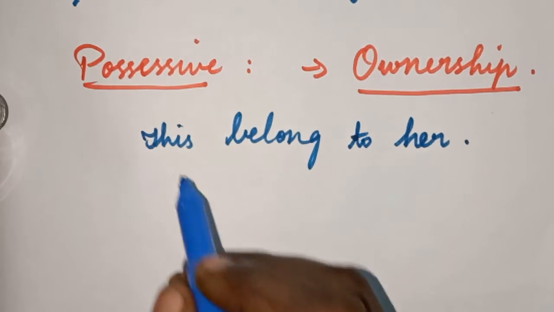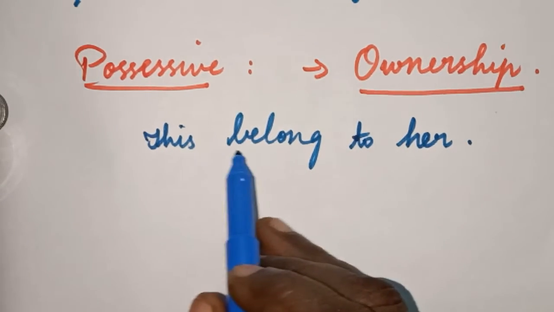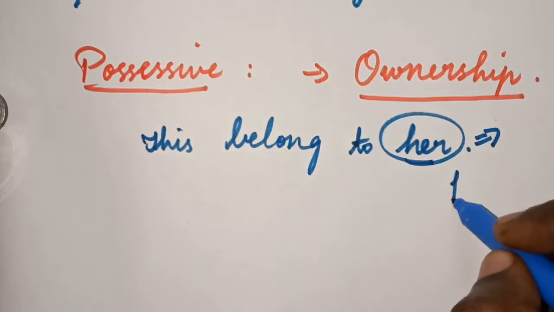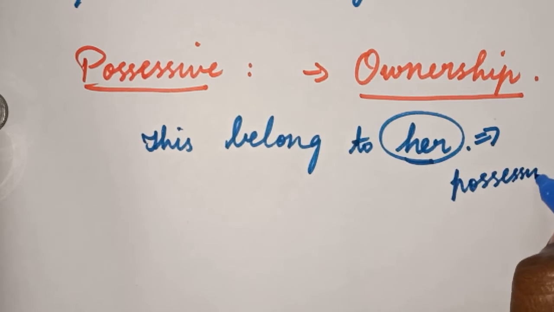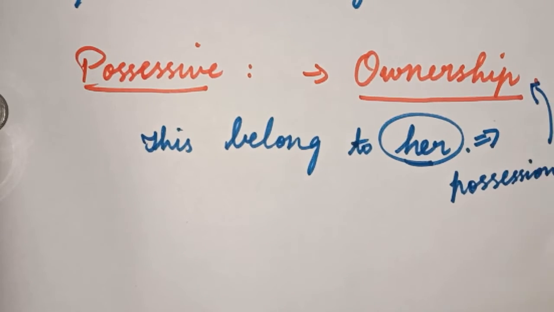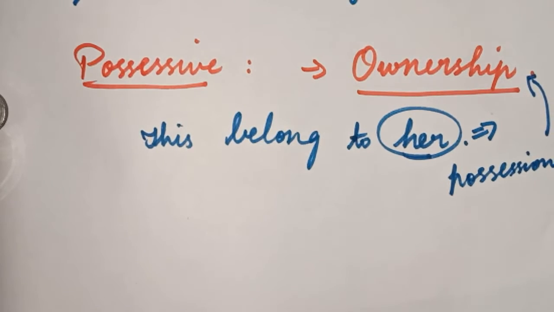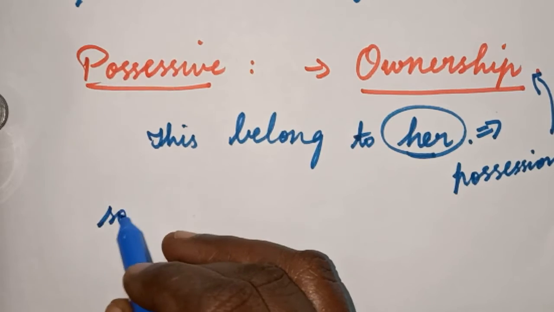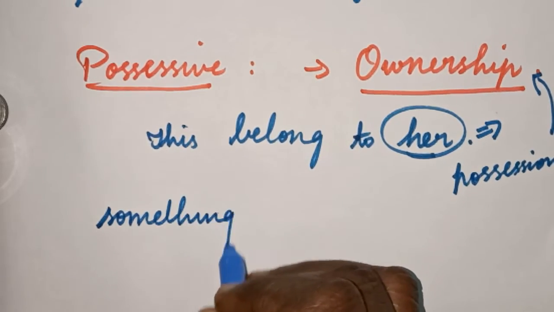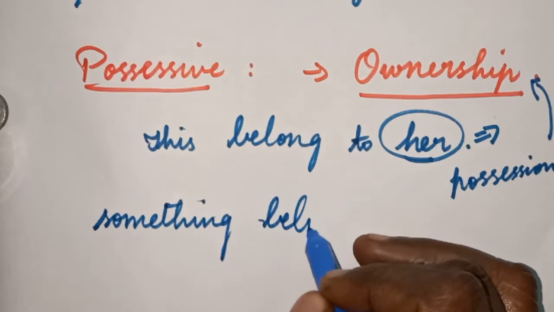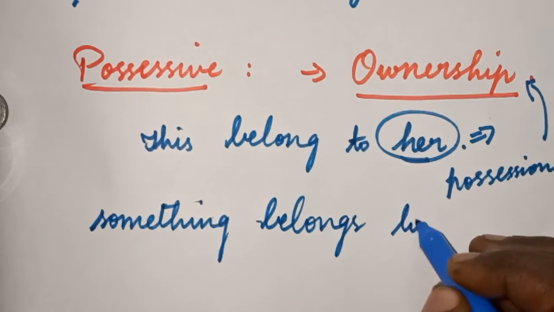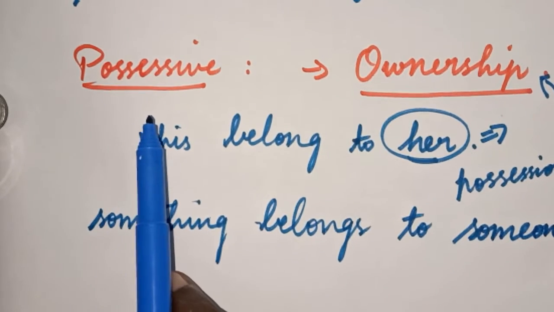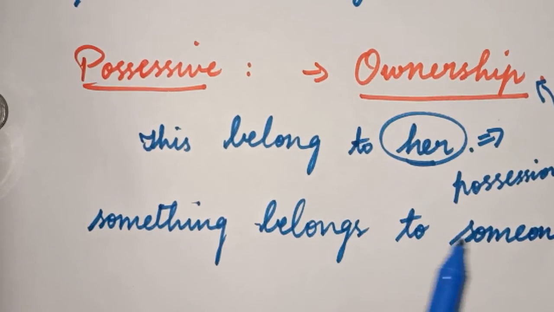This watch is theirs. So all these things, her, him, it just represents the possession of something, which means ownership. Whose the particular thing belongs to. Understood? So it refers to something belonging to someone. This determiner says that something belongs to someone.